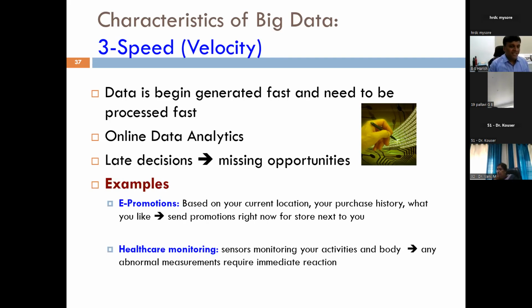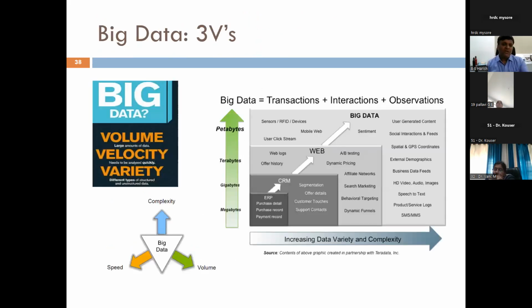That is three dimensions. One is volume, right? The second one is the velocity, and the third one is the variety, right? So that is what this particular slide presents. That is big data, showcasing the three V's: volume, velocity, and variety, right?